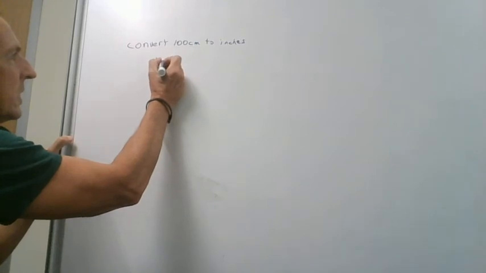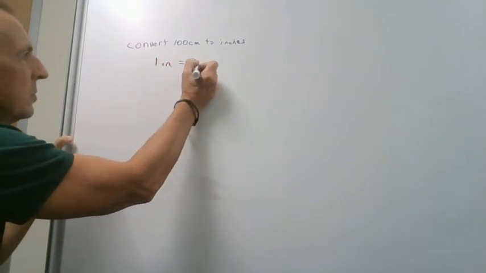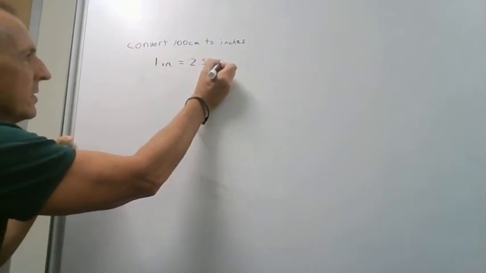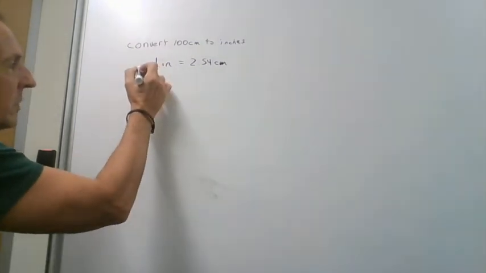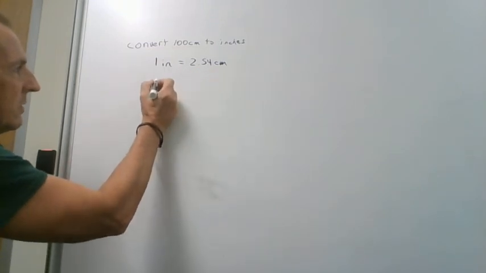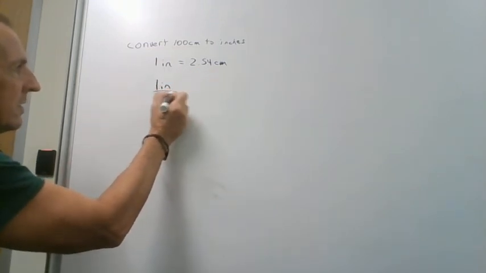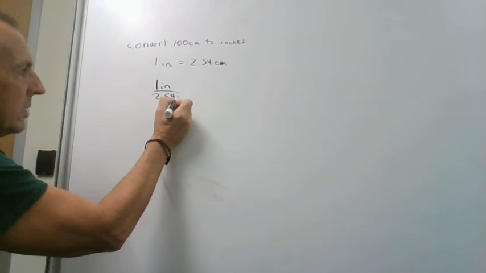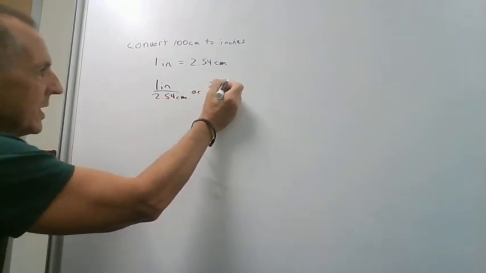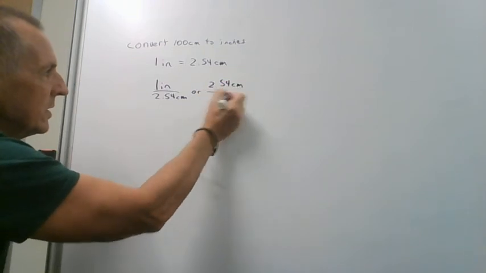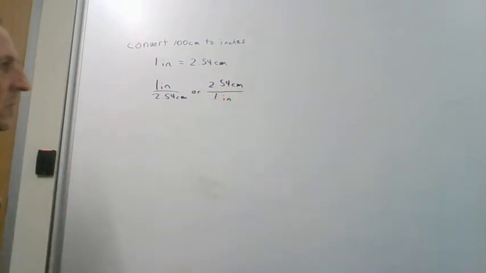And so 1 inch equals 2.54 centimeters. So that's just telling us how much of one thing is equivalent to how much of another. Right? And from this equivalence statement, we can get two conversion factors. We can say that 1 inch is the same as 2.54 centimeters. Or the same statement can be made that 2.54 centimeters is the same as 1 inch. So those are the two possible conversion factors.